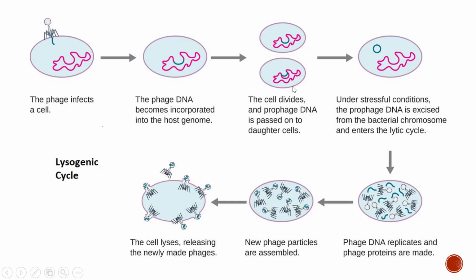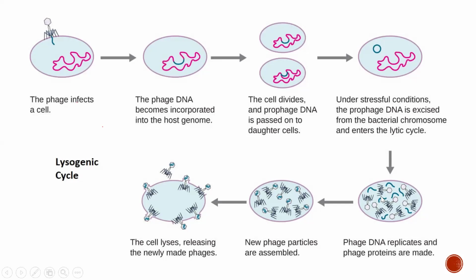So when the bacteria is dividing, they also follow it and divide. Then under stressful conditions, these divided chromosomes, or these divided lysogenic cycle, can be excised from the bacterial chromosome and enter into the lytic cycle. That is, they can be changed or forced to enter into the lytic cycle. I'm going to explain this more in the next stage.